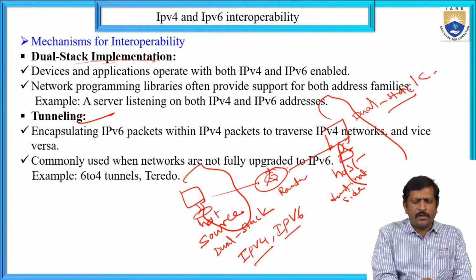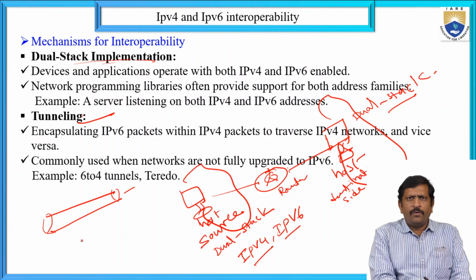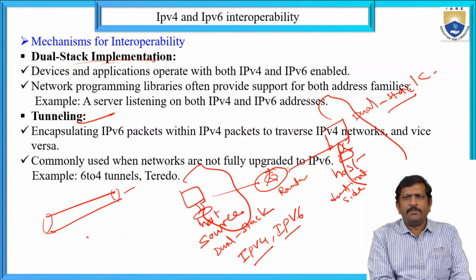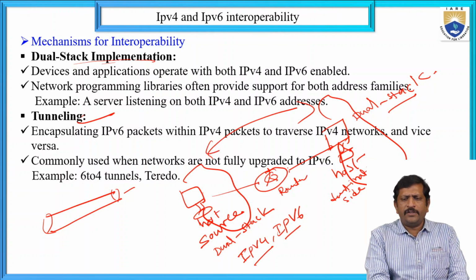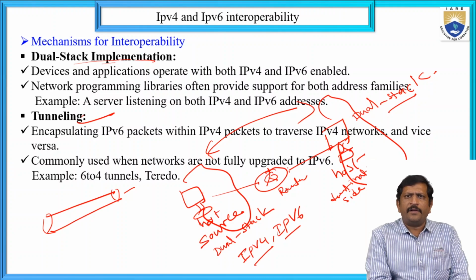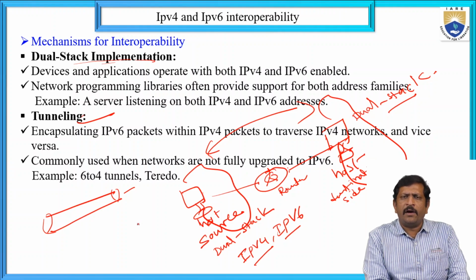That means in tunneling, in a communicating channel or communicating media, the packets can be transmitted from one device to another device. While transmitting the packet from one device to another device, we can use the tunneling concept.